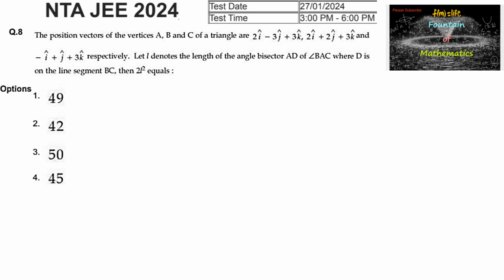The position vectors of the vertices A, B, C of a triangle are given.